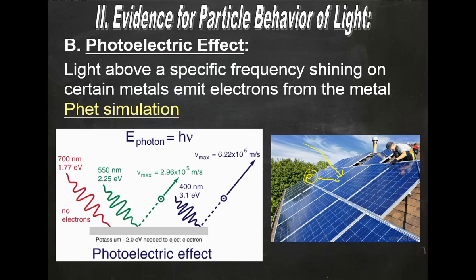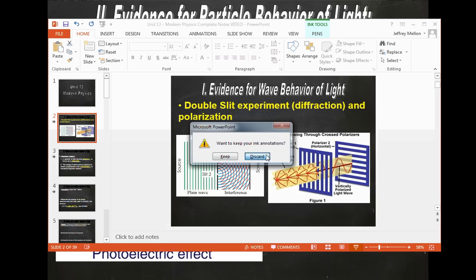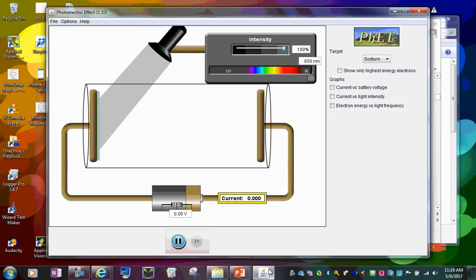Let's take a look at this animation here. What I have is a light source striking this solar cell. Notice that although I have the intensity at 100%, no electrons are being knocked off, and the current is 0 here. Right now I have it at red. Red has the lowest frequency of the visible light, so in terms of photon energy, it carries the least amount of energy.